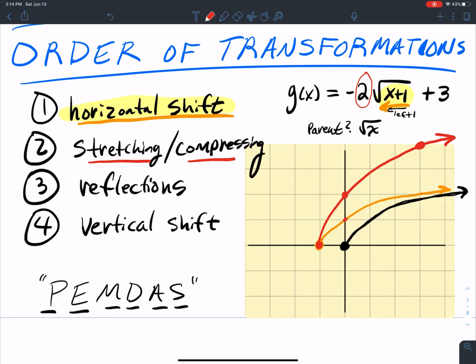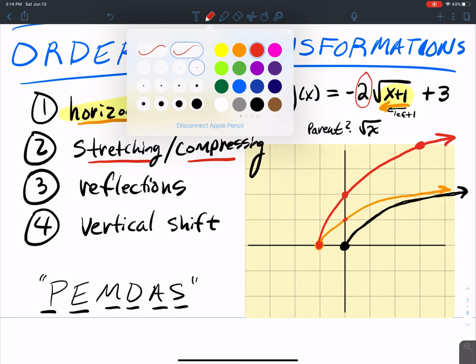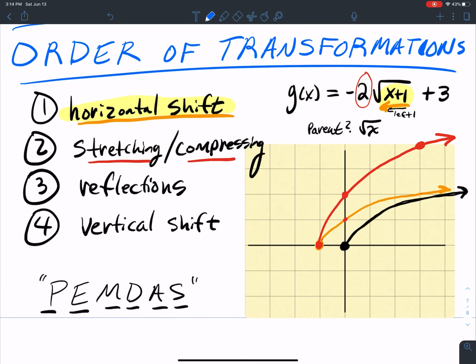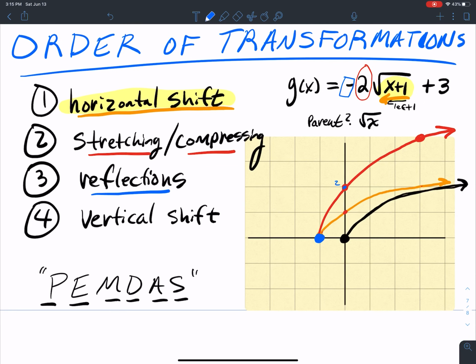Now the next thing is the reflection. The negative number tells me that I reflect across the x-axis. So everything that was positive becomes negative. Negative 0 is still 0, so we're still here. But this positive 2 becomes negative 2. And so that gets reflected downward like that.